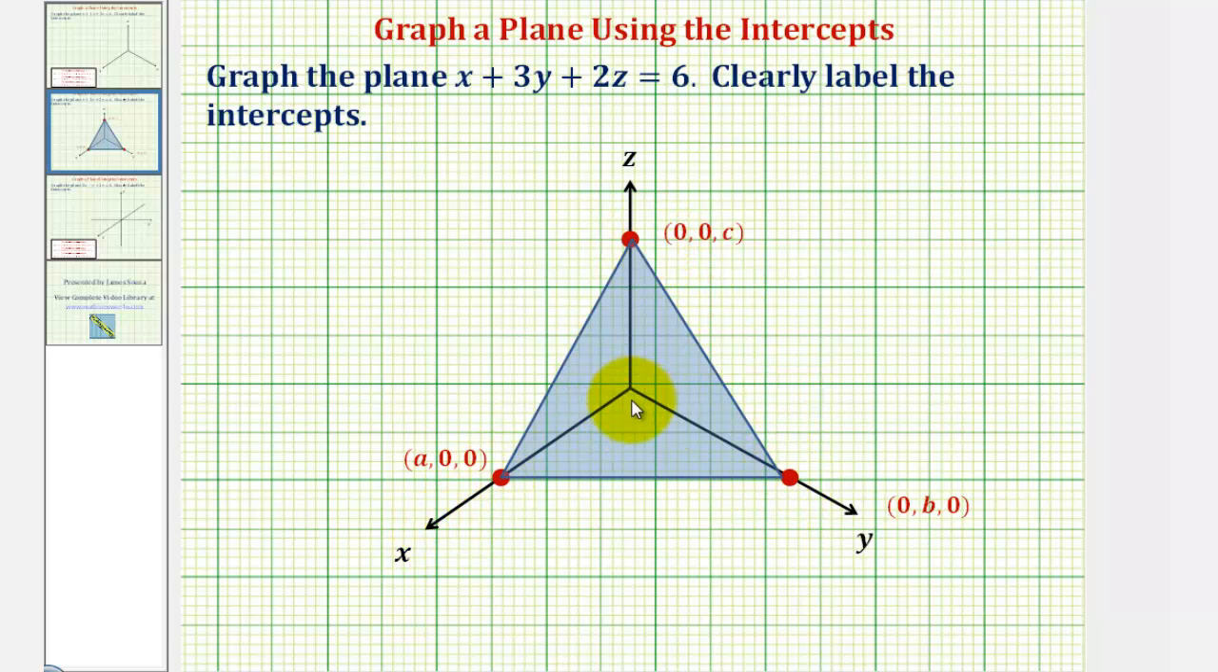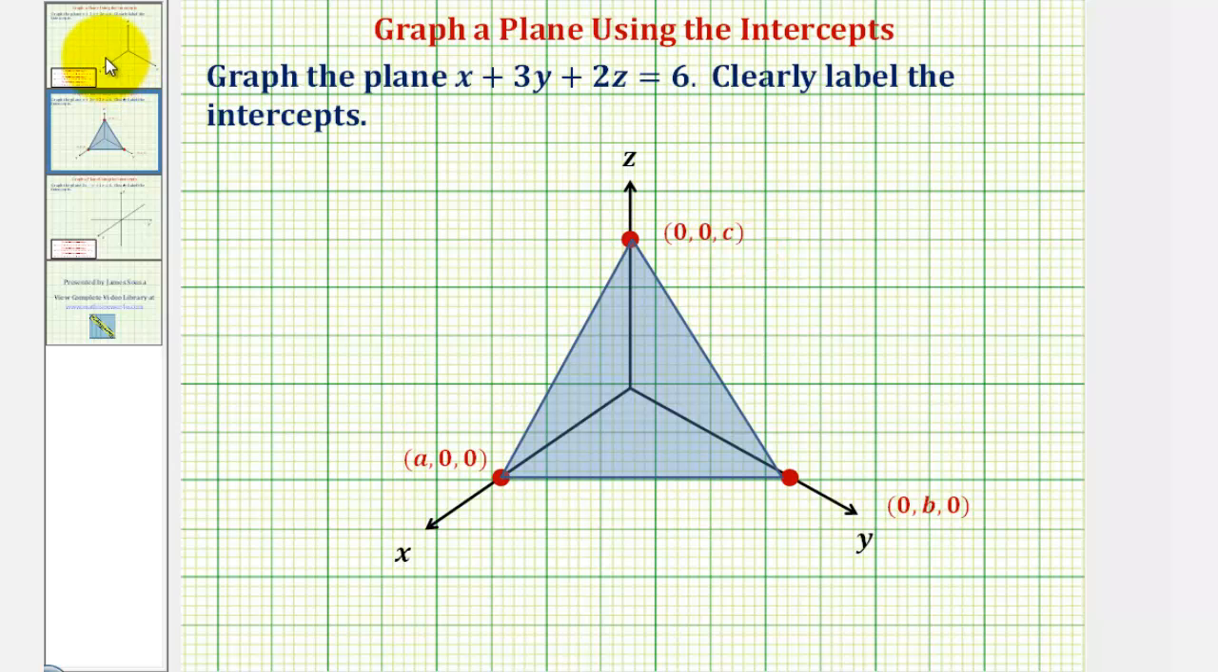Notice any point on the x-axis would have a y-coordinate and a z-coordinate of 0, which means in order to find the x-intercept, we set y and z equal to 0 and solve for x. Notice any point on the y-axis has an x-coordinate and z-coordinate of 0, so to find the y-intercept, we set x and z equal to 0 and solve for y. And finally, any point on the z-axis would have an x and y coordinate of 0, so to find the z-intercept, we set x and y equal to 0 and solve for z.